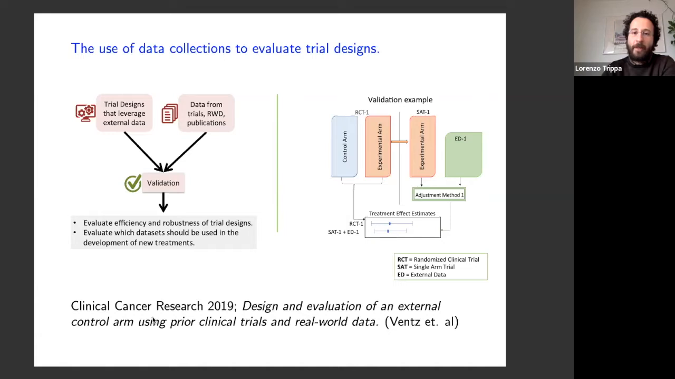We know they require large resources, but we can use them as the gold standard. And then we isolate only the experimental arm and combine it with external data. Here, it is represented in green. It can be a real world data set. At that point, we can pretend to reanalyze this single arm study with an external control.